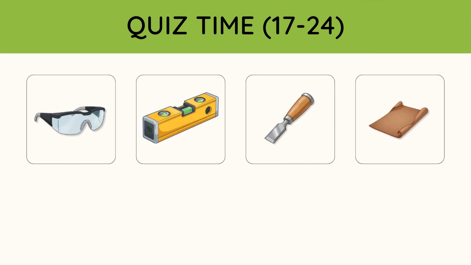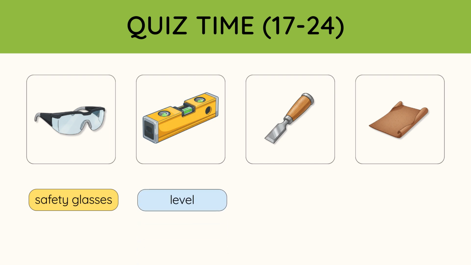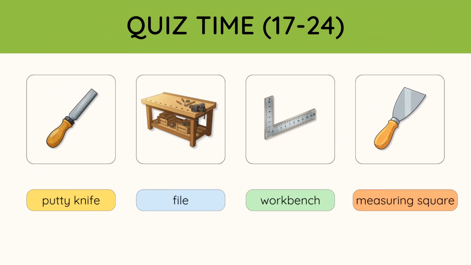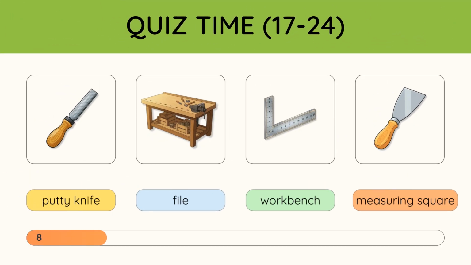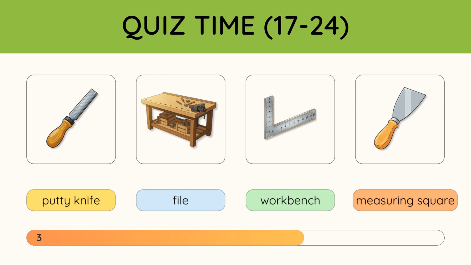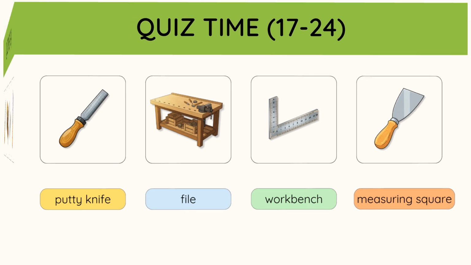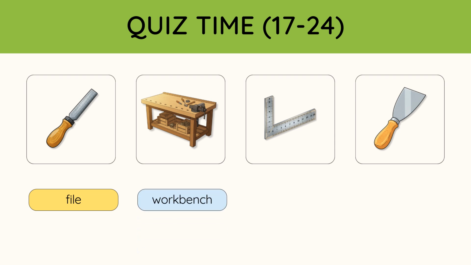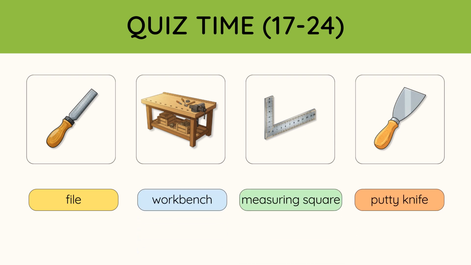Let's check your answers. Safety glasses, level, chisel, sandpaper. Let's keep going. Here's what we had. File, workbench, measuring square, putty knife. One more round to go.